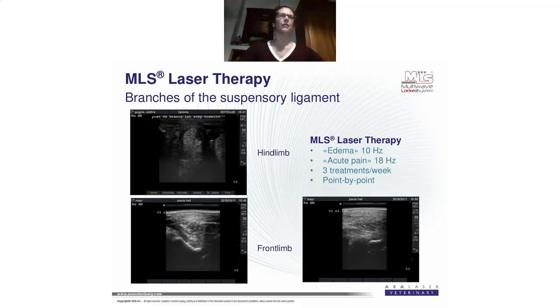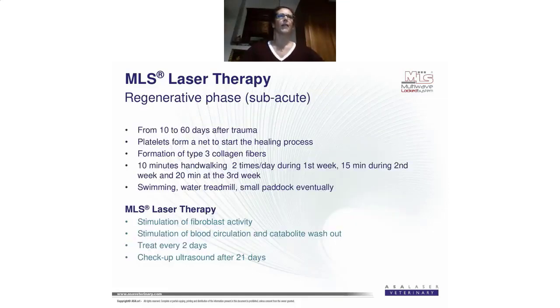Here another case of a lesion in the hind limb, here in the front limb, different horses. So in the acute phase, from 2 to 10 days after injury, the protocols will be edema and acute pain, because I need to control the pain and the edema first.